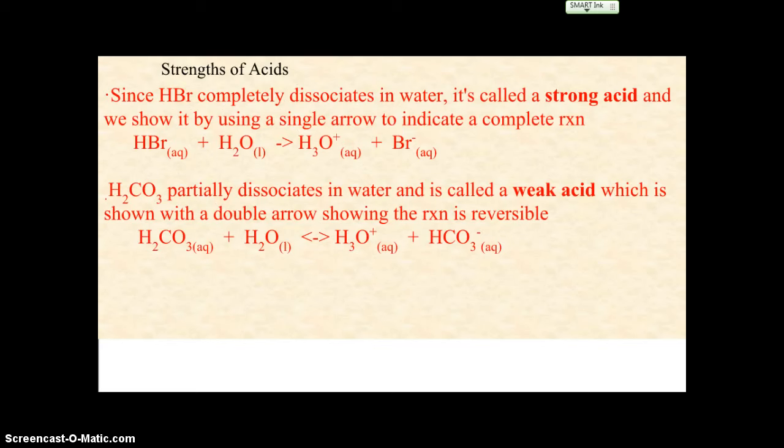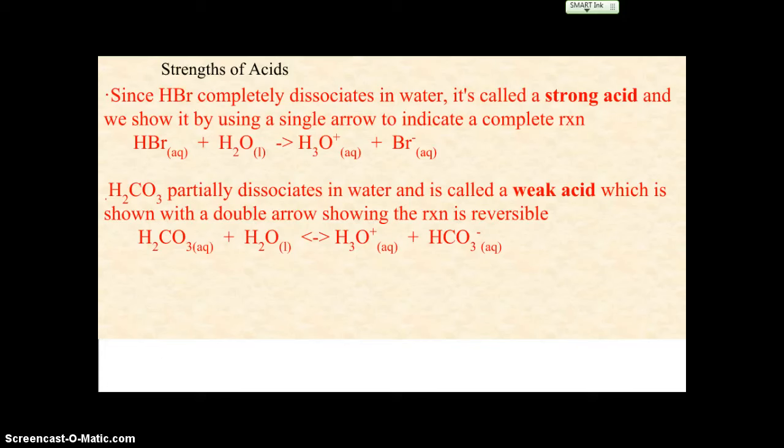So since HBr completely dissociates in water, it's called a strong acid, and we show it by using a single arrow to indicate that it has pretty much a complete reaction. It's really not reversible. HBr in water will almost completely break down to be Br minus and then H3O plus, or if you prefer, just H plus.